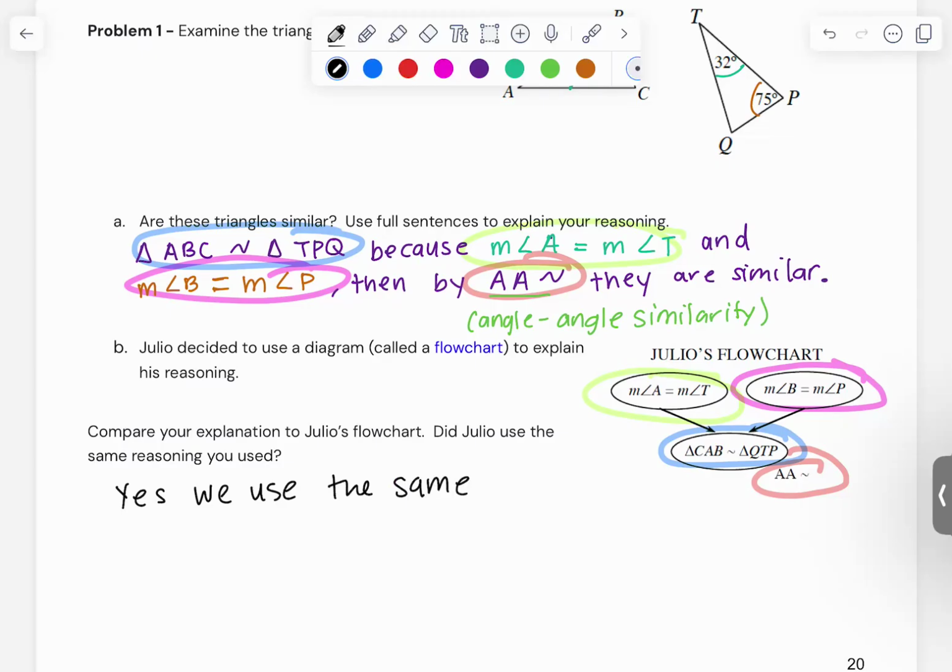So we just had two different ways of organizing our thoughts. So instead of writing out all these sentences, we can also use a flowchart. Okay. So again, Julio and I had the same explanation. He just presented his in the format of a flowchart.